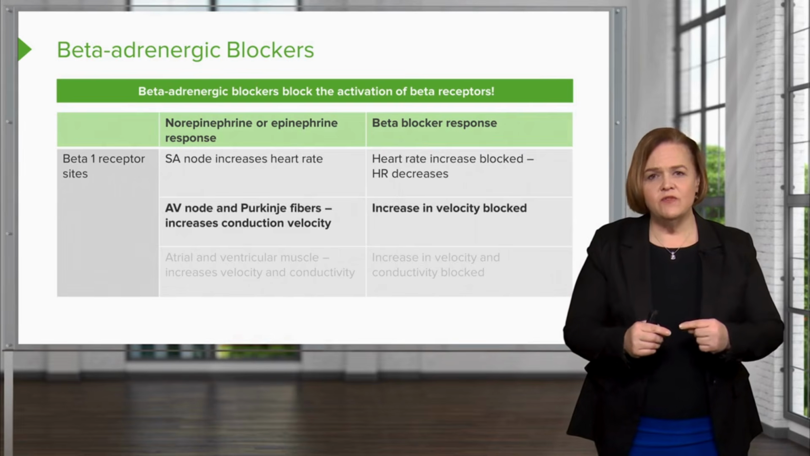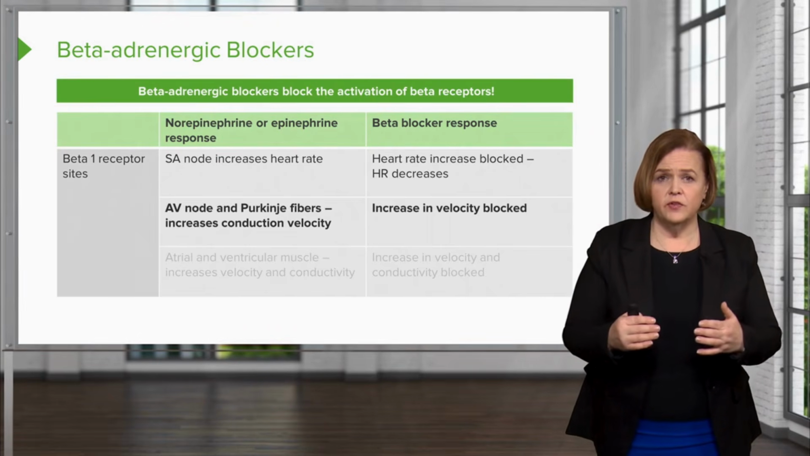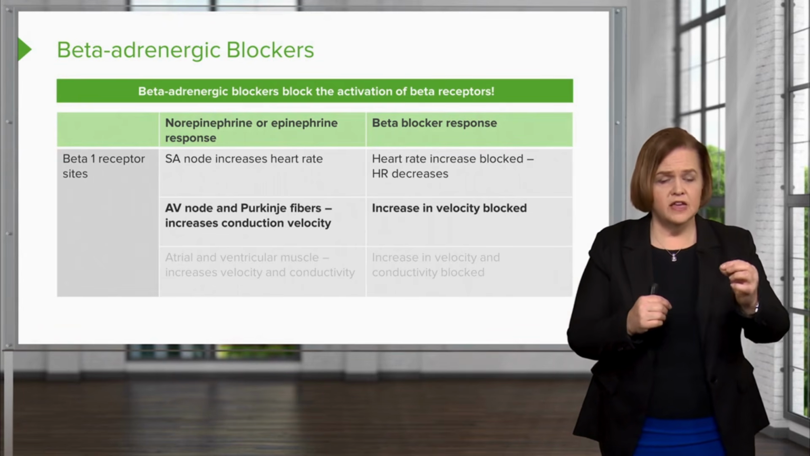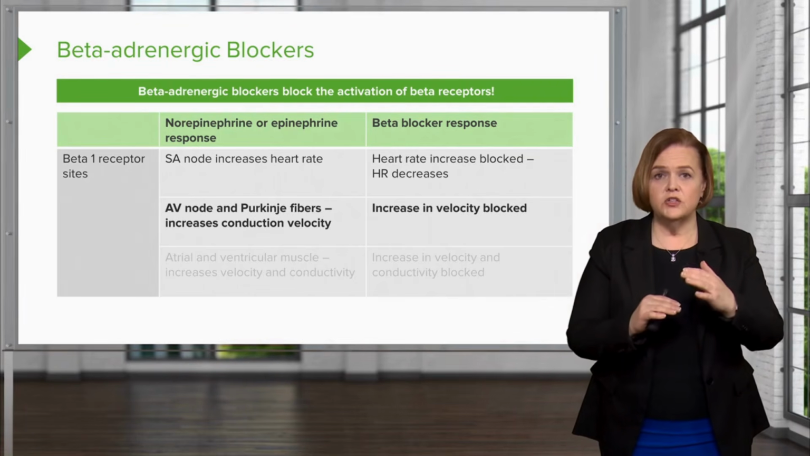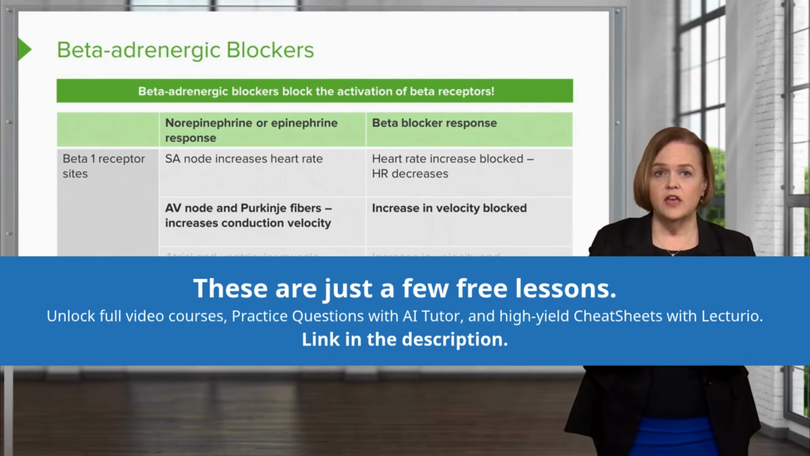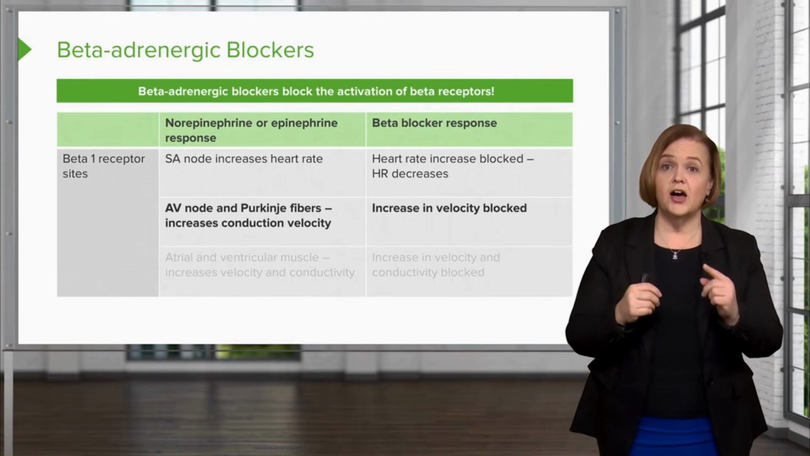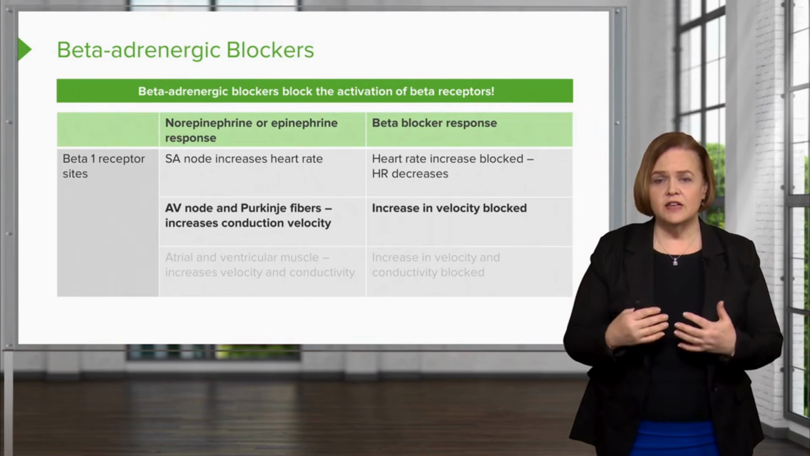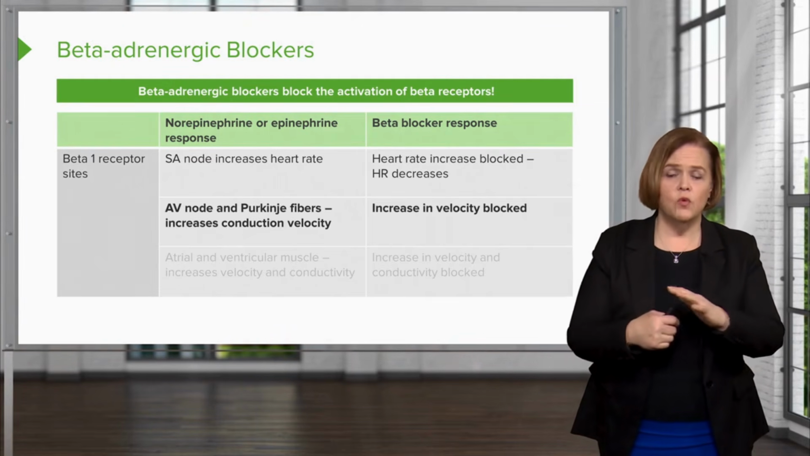Now, what happens at the AV node and Purkinje fibers? Well, under normal conditions, when norepinephrine and epinephrine bind to that beta 1 receptor, the AV node, remember, SA node, AV node, Purkinje fibers, bundle of His, you've got all that going on. AV node and Purkinje fibers, it will increase their conduction velocity. So those fibers will boom, boom, boom. Those impulses will just be tearing through the heart at a much faster rate, unless they have a beta blocker on board. Then that increase in velocity that normally happens when norepinephrine and epinephrine bind to the receptor won't happen.